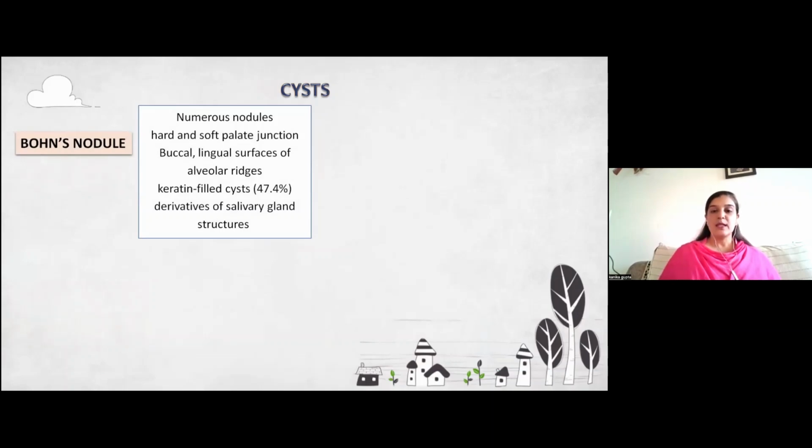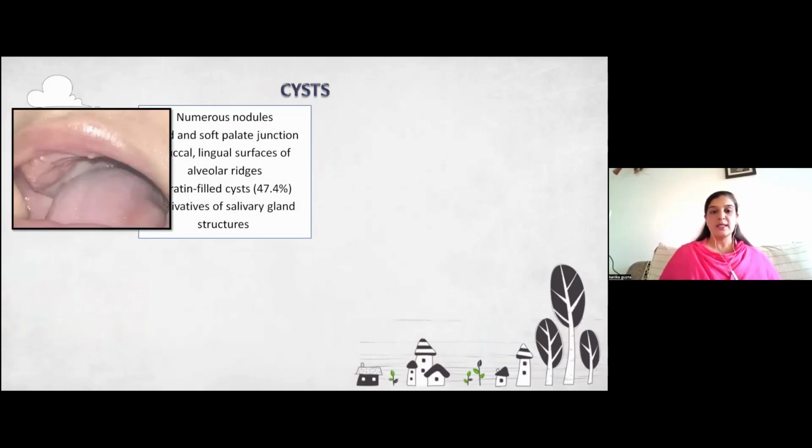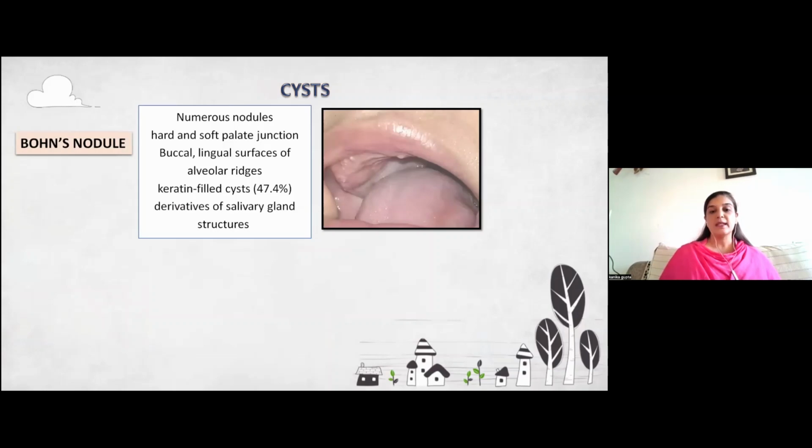Bohn's nodules, which you must have commonly heard of, have a prevalence of 47.4%. These are keratin-filled cysts and derivatives of the salivary gland structures. They are numerous nodules commonly seen on the hard and soft palate junction and even on the buccal and lingual surfaces of the alveolar ridges.